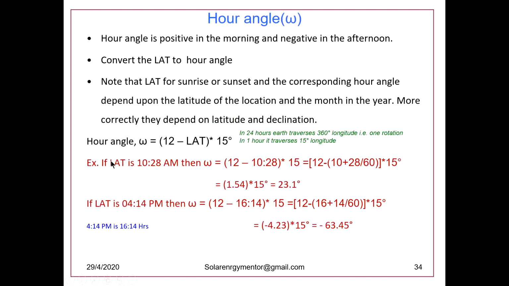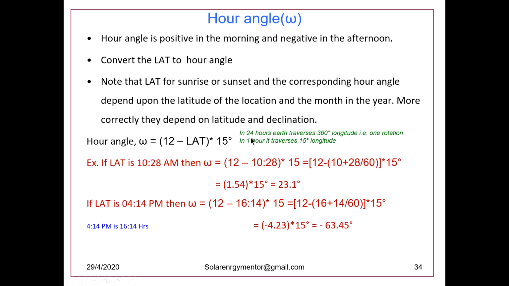So it depends on the location. So these horizons, east and west horizons, sunrise and sunset timings may be different. Accordingly, LAT and hour angle may also be different. So now how to calculate hour angle by knowing LAT? So hour angle omega is equal to (12 minus LAT) into 15 degrees. So why 15 degrees here?